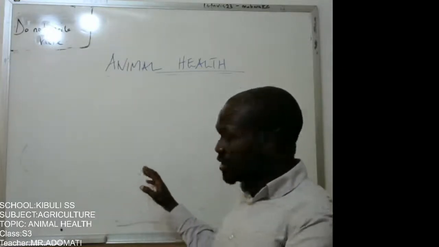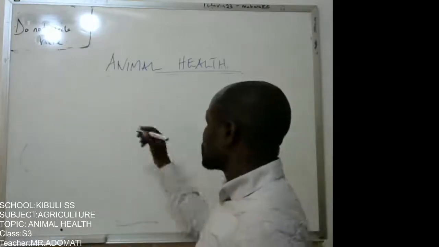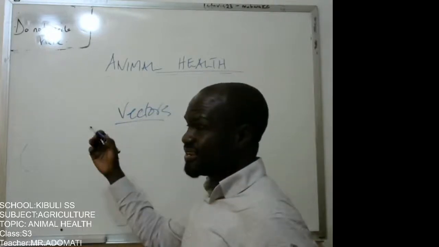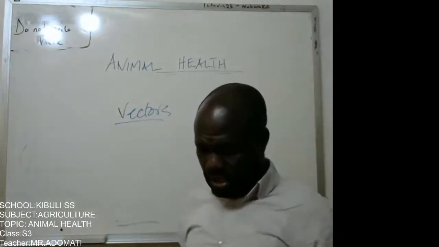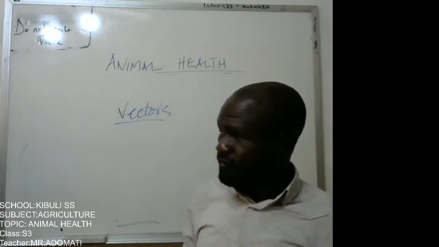Then the other thing you can do is also to destroy the disease vectors. Now, what we call the vectors are those organisms that spread disease. The vectors, these flies. Once we can do that, then our chances of avoiding spread of disease are very high.